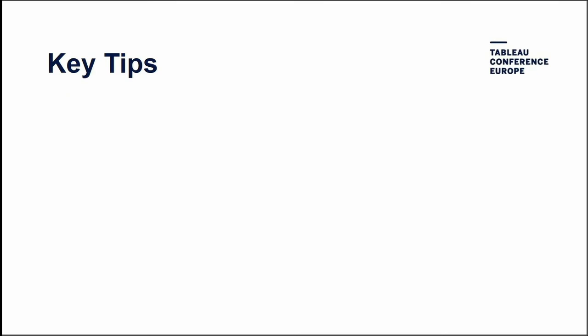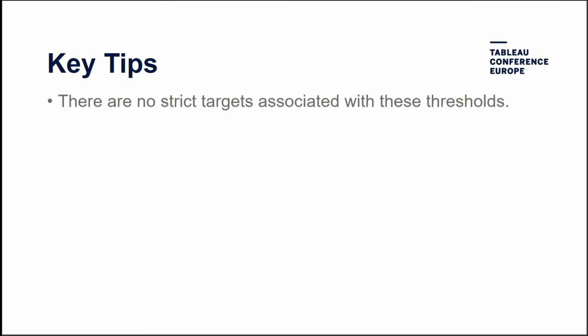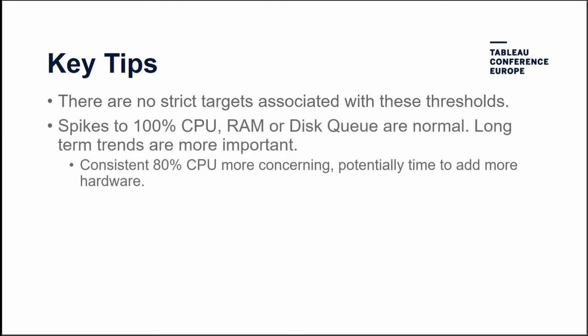Some key tips and tricks for using TabMon. There are actually no strict targets. I'm not going to say that this is the exact number that you should look out across any of these thresholds. But if we looked at things like machine utilization, those spikes are completely normal. They're going to spike and drop off, and that's fine. But if you see things like an 80% consistent use of CPU utilization, that's possibly more concerning. That's telling me that you're edging towards capacity, and there could be potential risks further down the line.